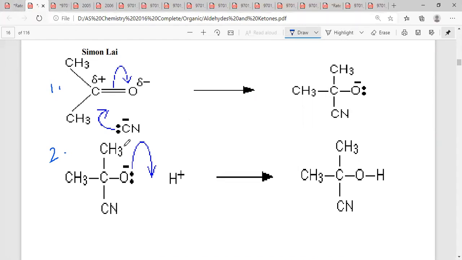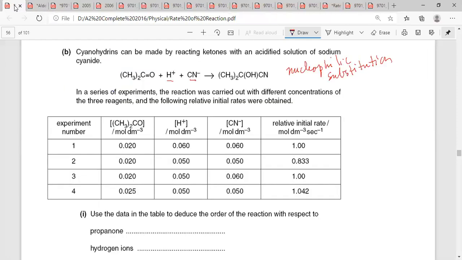So here, first of all, the cyanide will attack the carbonyl carbon. The negative charge ends up here, and then it attacks the H plus here. So this is the mechanism you learned in your AS.